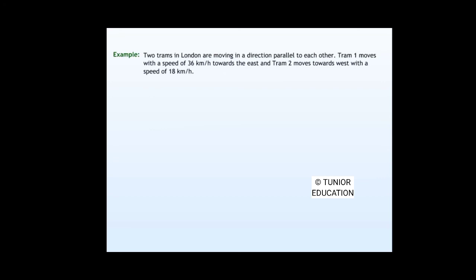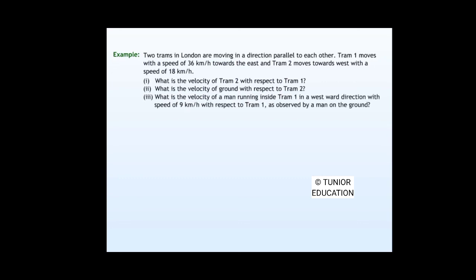Two trams in London are moving in a direction parallel to each other. Tram 1 moves with a speed of 36 km per hour towards the east, and Tram 2 moves towards the west with a speed of 18 km per hour. What is the velocity of Tram 2 with respect to Tram 1? What is the velocity of the ground with respect to Tram 2? What is the velocity of a man running inside Tram 1 in a westward direction with a speed of 9 km per hour with respect to Tram 1 as observed by a man on the ground?